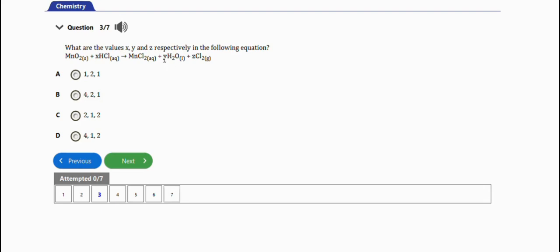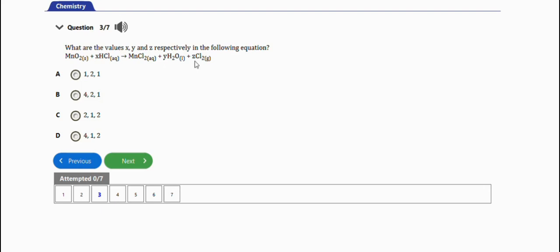Because this 2 at this value of y times this 2 below gives the number of hydrogen atoms, it will now be 4. 2 times 2 is 4. 4 here already, 4 here. So hydrogen is balanced, oxygen is still 2, oxygen is still balanced. Manganese is still 1, manganese is balanced. Chlorine is 4, and chlorine gas is also 4 here. This 2 here plus this 2 here will give you 4.